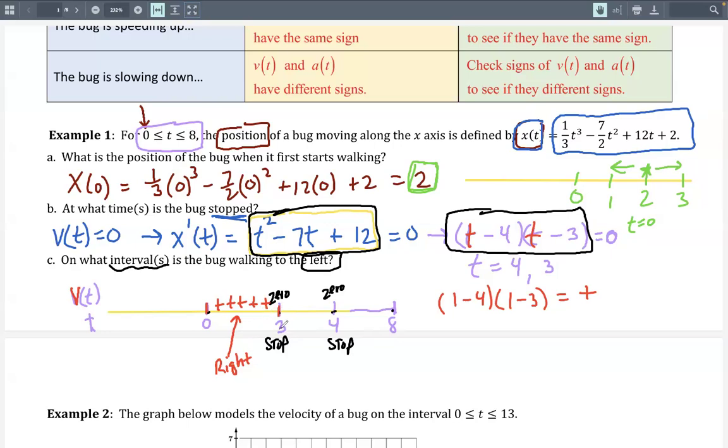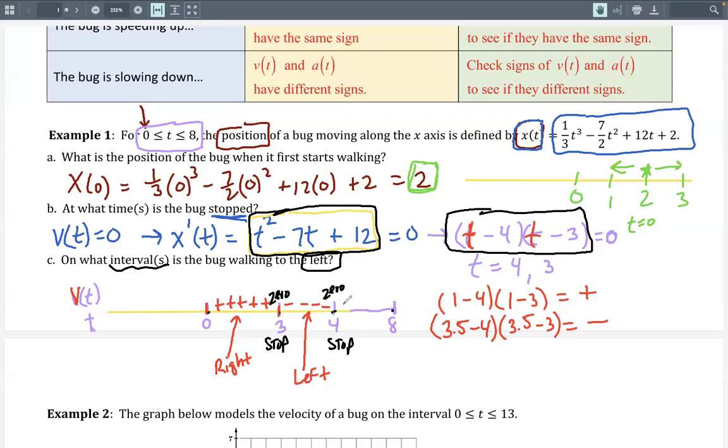And then at 3 seconds or 3 minutes, it stops. Well, what's happening between the 3-minute and the 4-minute mark? Let's plug in another test point. What would be a good test point between 3 and 4? How about 3.5? So for t, we plug in 3.5. So 3.5 minus 4 times 3.5 minus 3. So now we have a negative times a positive. Negative times a positive is negative. So now we know any value between 3 and 4 will spit out a negative into the velocity function, which by definition means the bug is moving to the left.